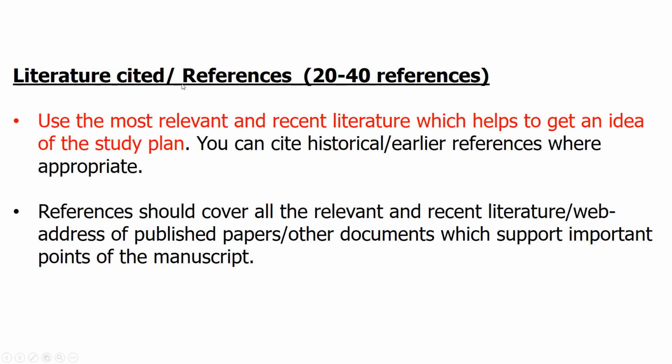In your literature cited or references, you should use 20 to 40 references. Use the most relevant and recent literature, which helps get an idea of the study plan. You can cite historical early references where it's appropriate. References should cover all the relevant and recent literature, web addresses of published papers, and other documents which support important points of the manuscript.